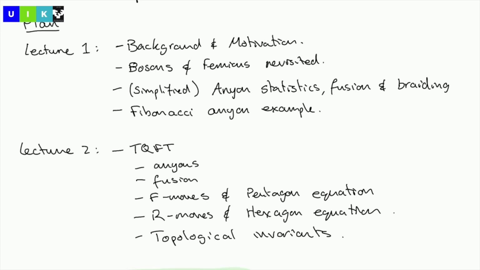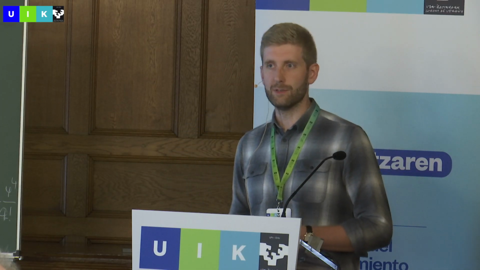And then in this first lecture, I want to kind of state things. I want to give you observations about anions, how they behave, and then in the second lecture, we're going to develop a theory, a model for these anions. And this is this TQFT, and this involves the anions themselves, ideas of fusion, some F moves, R moves, all of this stuff we'll get to, and kind of the exciting stuff that comes out of this is the ideas of braiding and topological invariance that we can compute using these models.